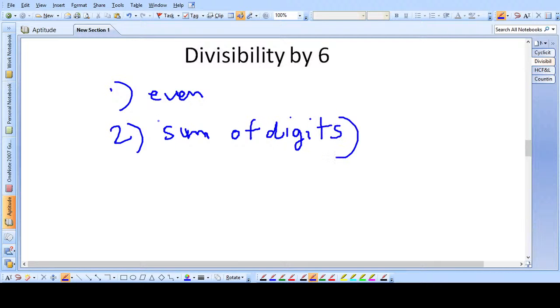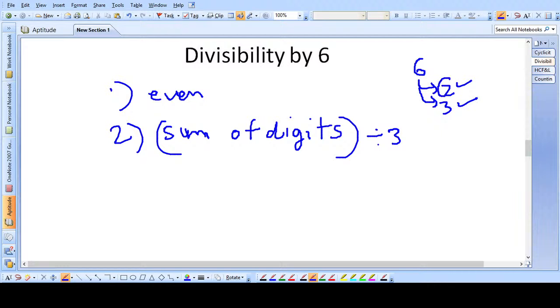Okay, and check if the sum is divisible by 3. Let me help you with this. 6 is made of 2 and 3. Just for remembering I am telling this. So it should have the properties of 2 as well as of 3.